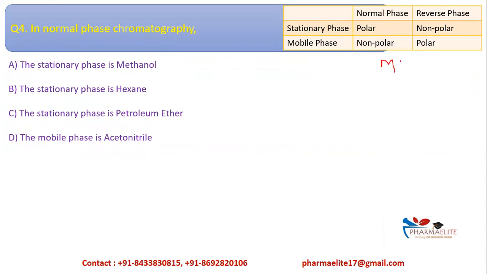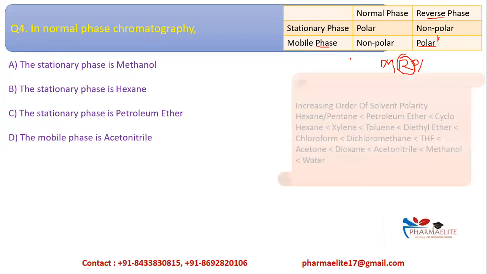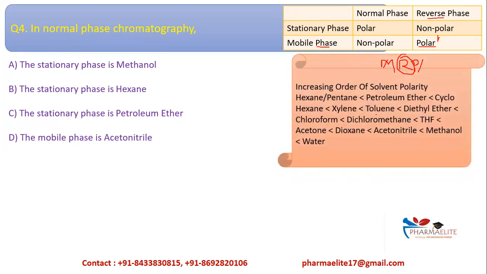You can easily remember this with a mnemonic or a code that you can say, MRP. That is, the mobile phase is polar in reverse phase chromatography. See here, reverse phase chromatography, the mobile phase is polar. So automatically, once the mobile phase is polar, the stationary phase will be non-polar, and the opposite will be true for normal phase chromatography.